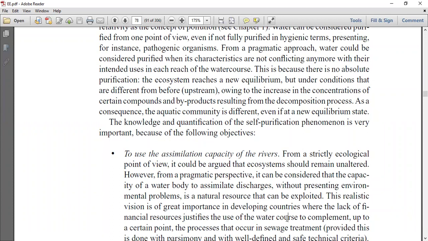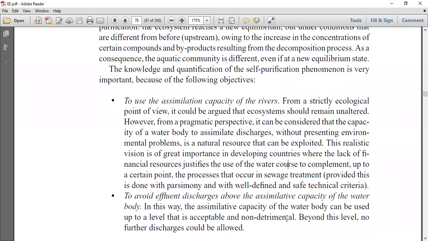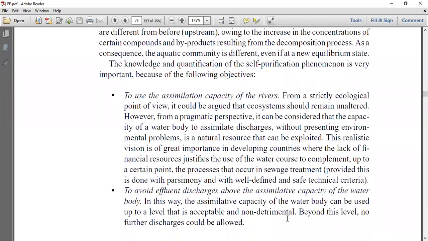The processes that occur in sewage treatment are done with prismonic and well-defined, safe technical criteria. First, we use the assimilation capacity of the river. The capacity of a river is generally defined by the type of water, the dissolved solids, and the dissolved oxygen content available in that particular water.